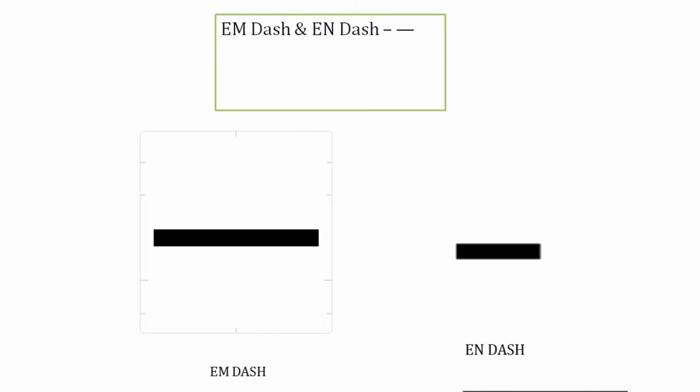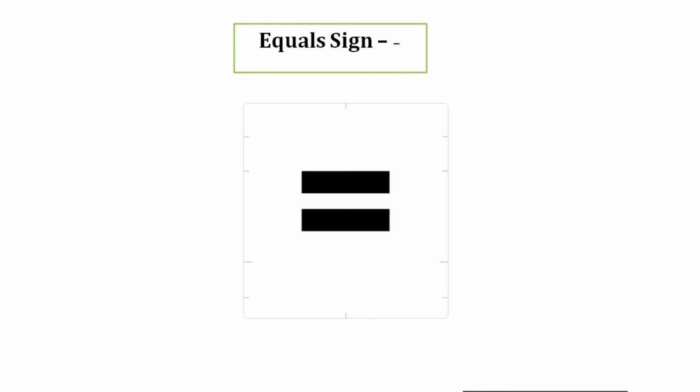Now the next is EM dash and EN dash. EM dash or a spaced EN dash can be used to mark a break in a sentence, and a pair can be used to set off a parenthetical statement. EM dash is quite longer than EN dash. Equals sign. This is the mathematical symbol or sign which represents when two digits or numbers are equal to each other.